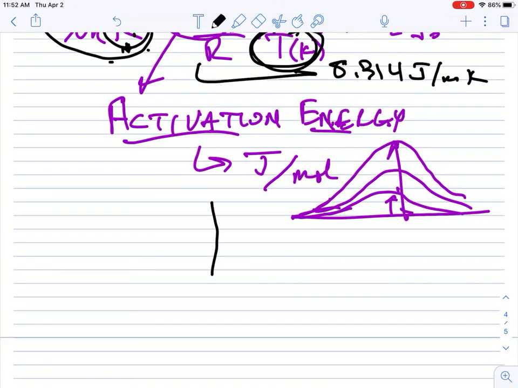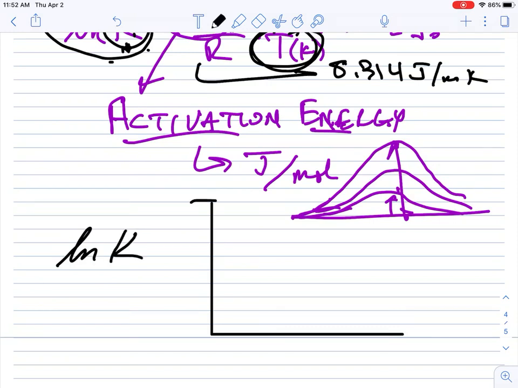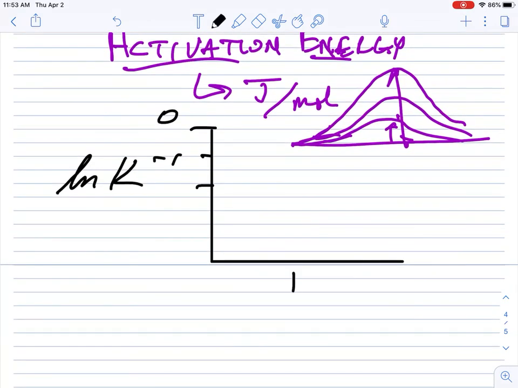So what you're going to do is draw a graph. You're going to plot the natural log of K on your y-axis. You're going to start up here at 0, and then -1, -2, and so on. Down here, this is going to be 1 over temperature in Kelvin. These numbers are going to be very, very small, like maybe 10 to the -2nd, 10 to the -3rd, something like that.